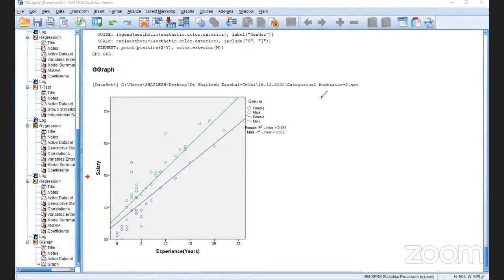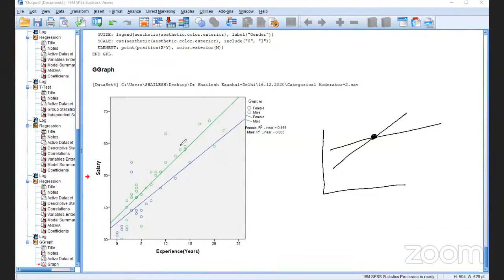Interaction term means, for example, this is my graph, and one line is this, and another line is this. This is the interaction. Okay, two lines intersect, this is the interaction effect. But here there is no interaction effect because these two lines are not cutting each other in this particular region. So through the graph we can check whether interaction is present or not. So we should produce a graph also when we use moderation, okay.